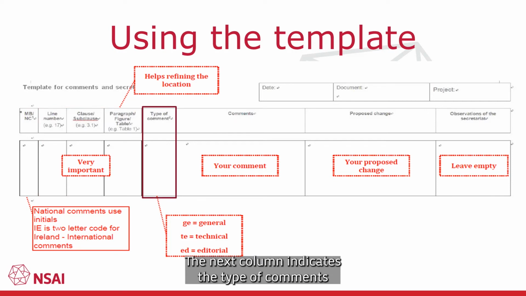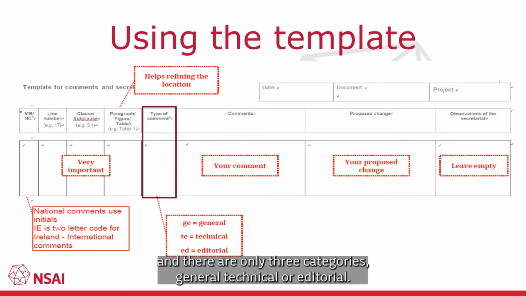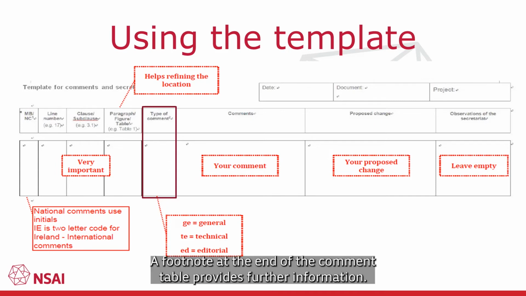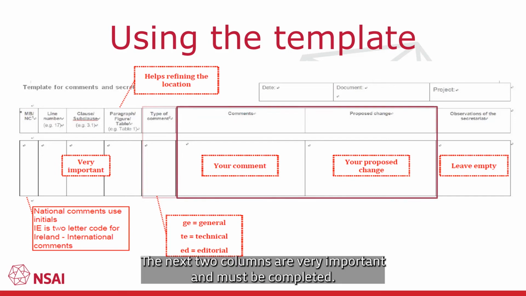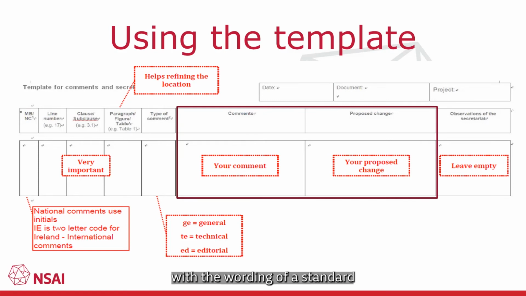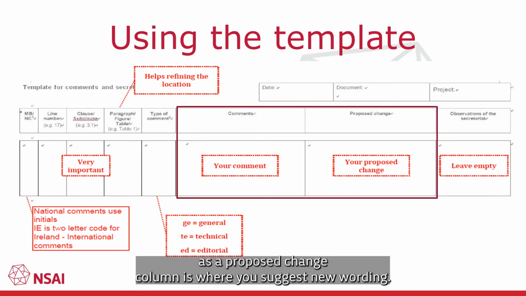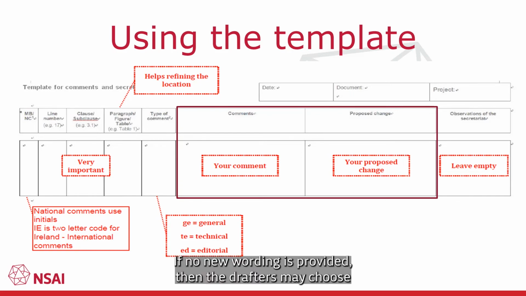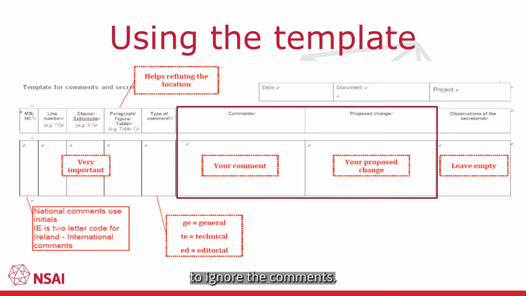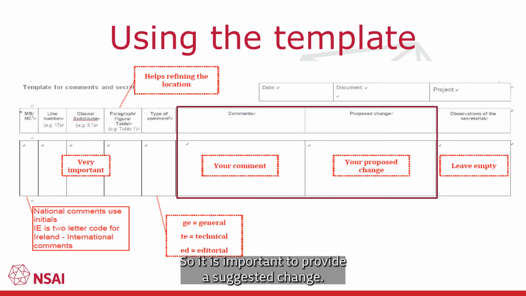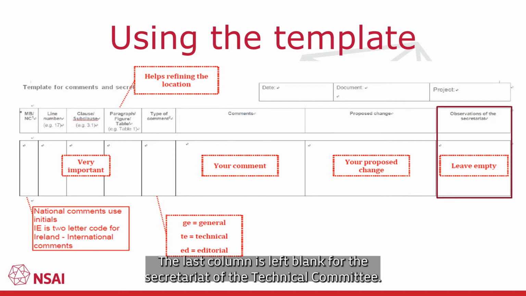The next column indicates the type of comment, and there are only three categories: general, technical or editorial. A footnote at the end of the comment table provides further information. The next two columns are very important and must be completed. The comments column is where you outline the issue you may have with the wording of a standard, and the proposed change column is where you suggest new wording. If no new wording is provided, then the drafters may choose to ignore the comment, so it is important to provide a suggested change. The last column is left blank for the Secretariat of the Technical Committee.